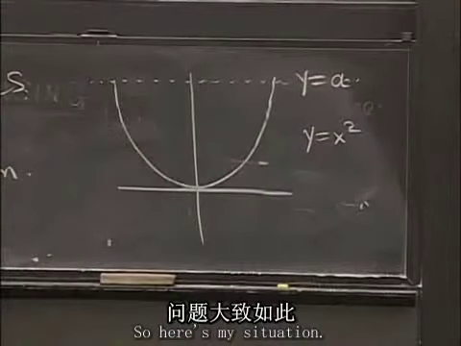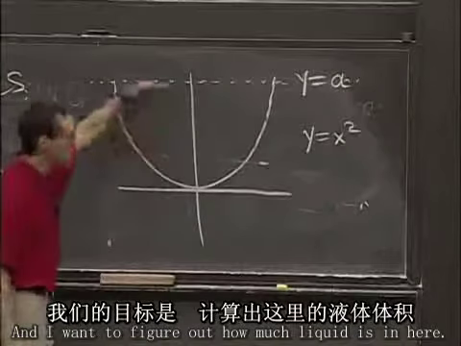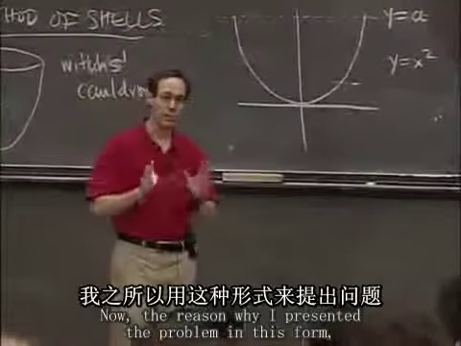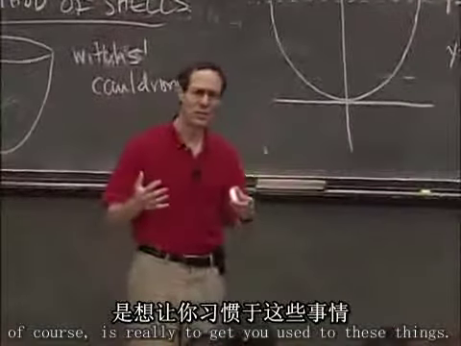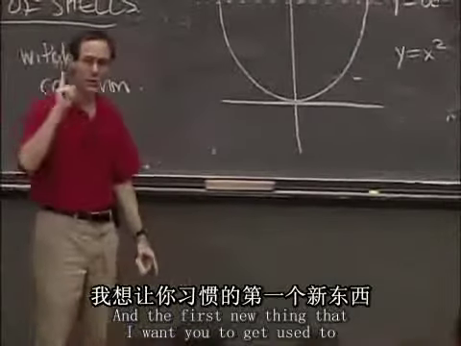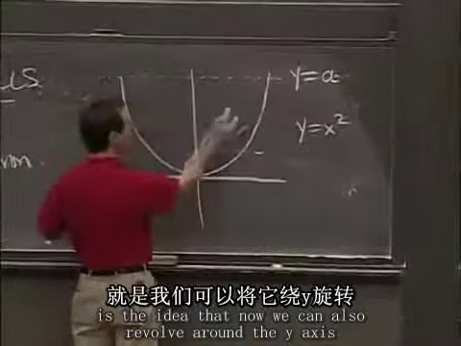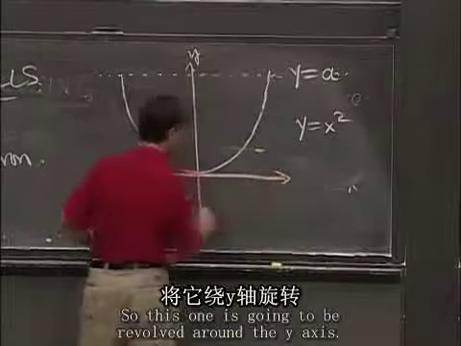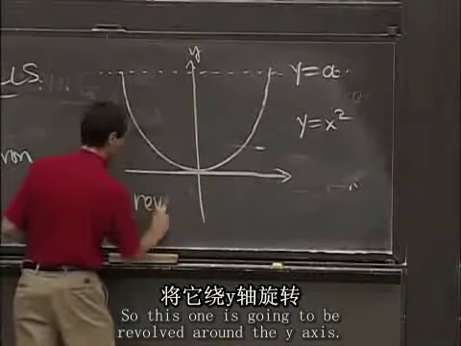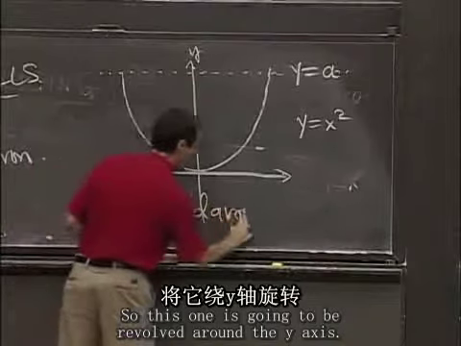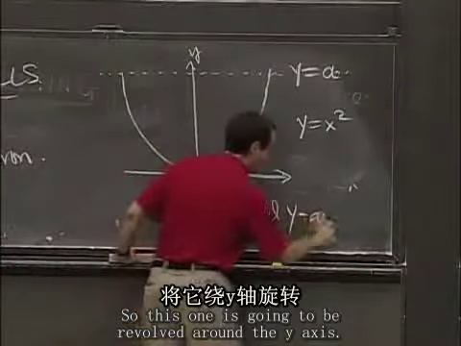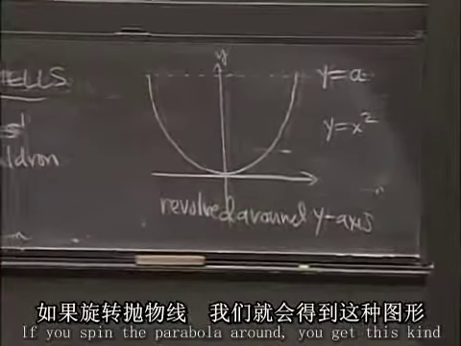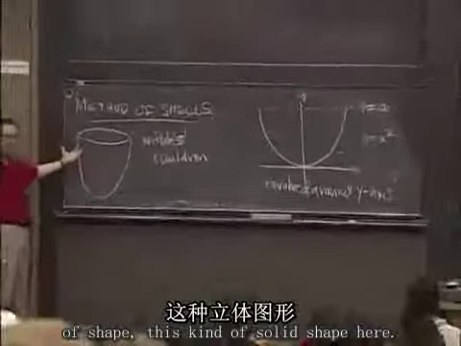All right, so here's my situation. And I want to figure out how much liquid is in here. Now, the reason why I presented the problem in this form, of course, is really to get you used to these things. And the first new thing that I want you to get used to is the idea that now we can also revolve around the y-axis, not just the x-axis. So this one is going to be revolved around the y-axis. And that's what happens. If you spin the parabola around, you get this kind of shape, this kind of solid shape here. All right?